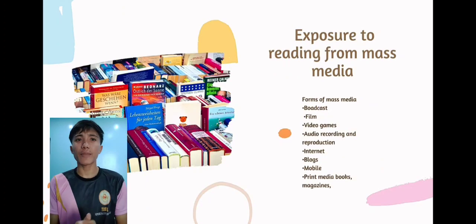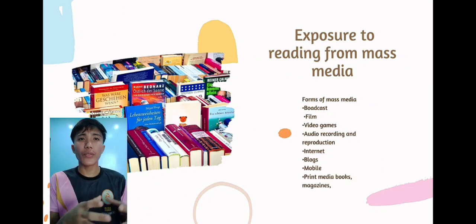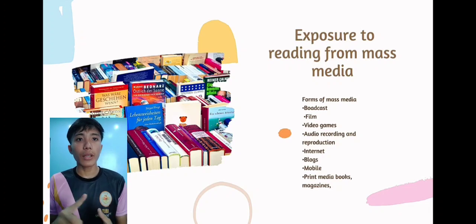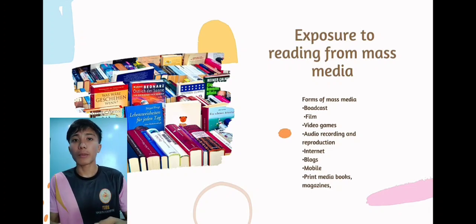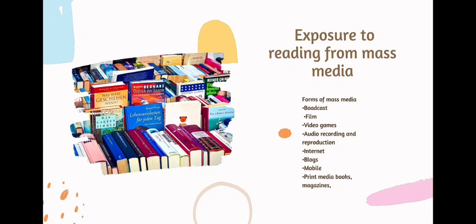The next stage is the exposure to reading from mass media. So, these are the forms of mass media: the broadcast, film, video games, audio recording and reproduction, internet blogs, mobile, print media, books, and magazines. So as we are in the 21st century, we can use media to enhance more our reading skills. These media platforms help us to improve or to ameliorate our reading skills in certain contexts or certain topics.